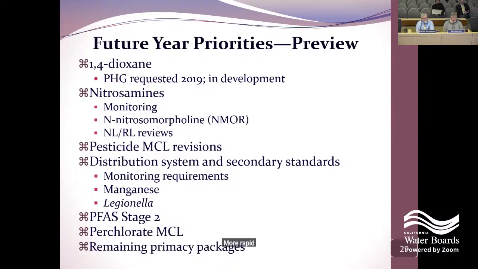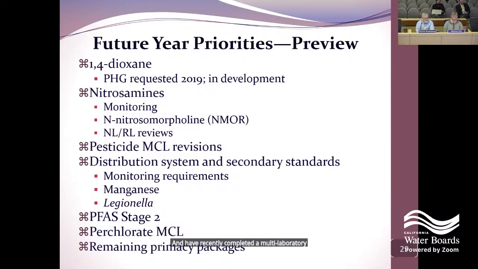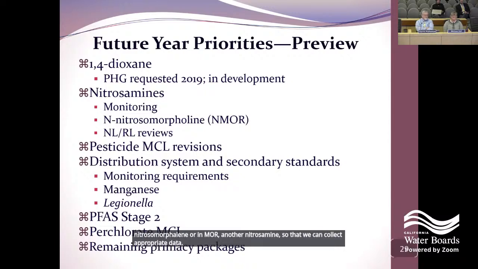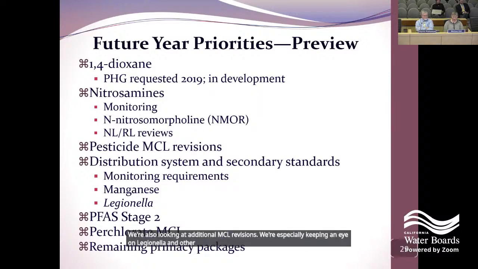We're also reviewing available information on nitrosamines to evaluate whether to establish notification levels or revise existing notification levels or request public health goals for any other than NDMA, and have recently completed a multi-laboratory validation for N-nitrosomorpholine or NMOR and other nitrosamines so that we can collect appropriate data. We're also looking at additional MCL revisions. We're especially keeping an eye on Legionella and other issues associated with distribution systems and premise plumbing, and are considering updating monitoring requirements.